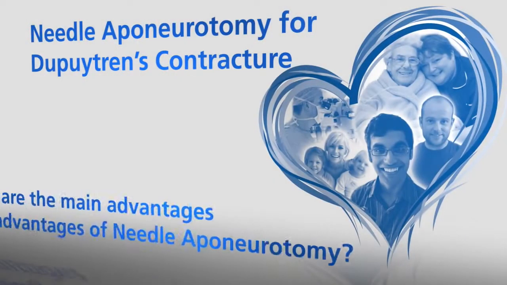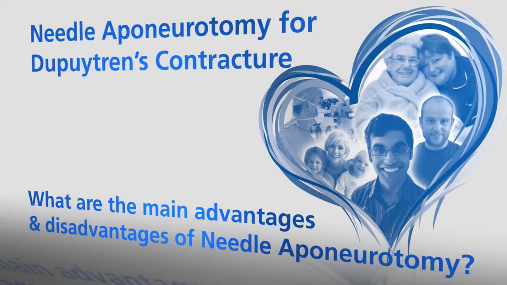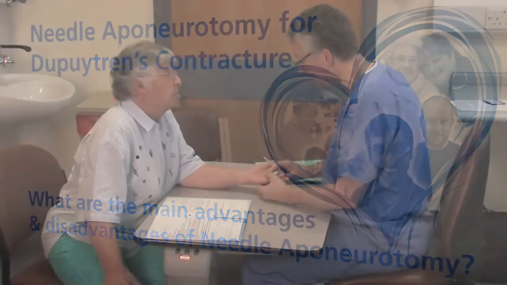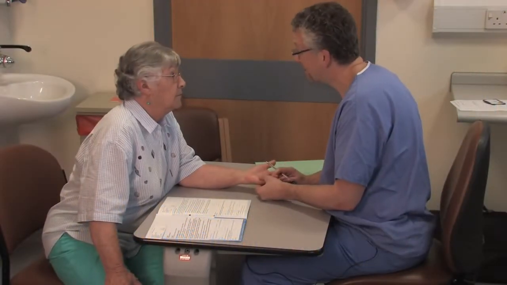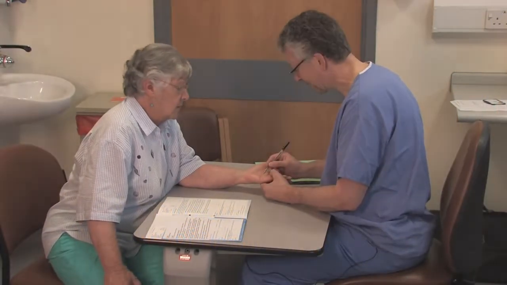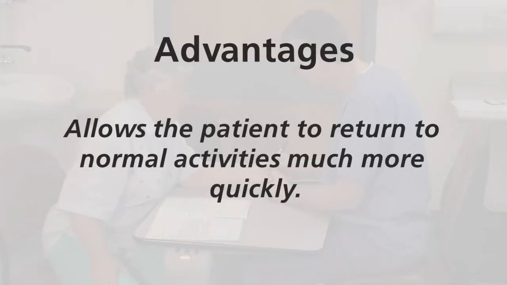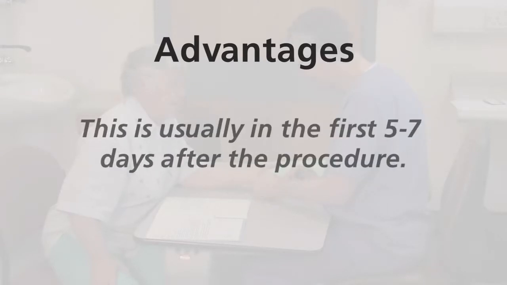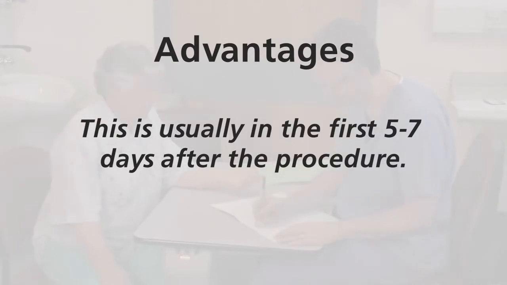What are the main advantages and disadvantages of needle aponeurotomy? Needle aponeurotomy has both advantages and disadvantages over other types of treatment for Dupuytren's disease. Needle aponeurotomy allows the patient to return to normal activities much more quickly than when surgery is used to remove the disease from the hand. This is usually in the first 5 to 7 days after the procedure, compared to 6 weeks or so after surgery.